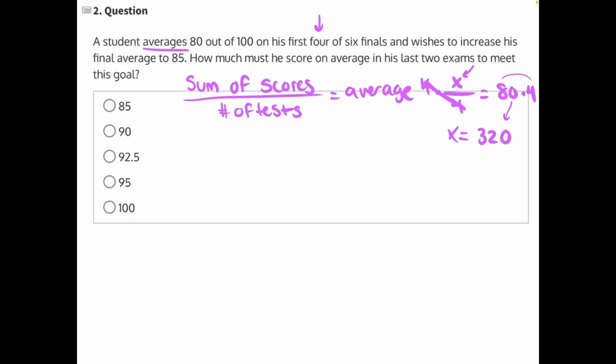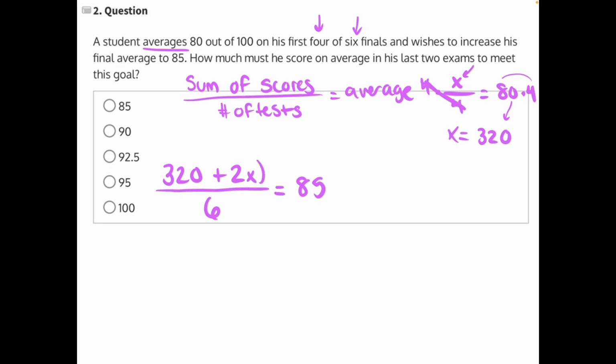Now we can take this information and say, okay, what 2 scores would we have to add on to 320 to get an average of 85? And of course, to find the average, we need to divide our total score by the number of tests, which will be 6 in the end. And now we have another equation that we can use opposite operations in to isolate our variable and find our answer.